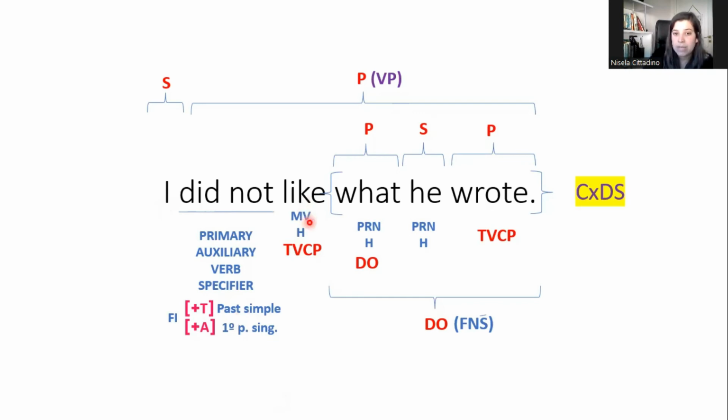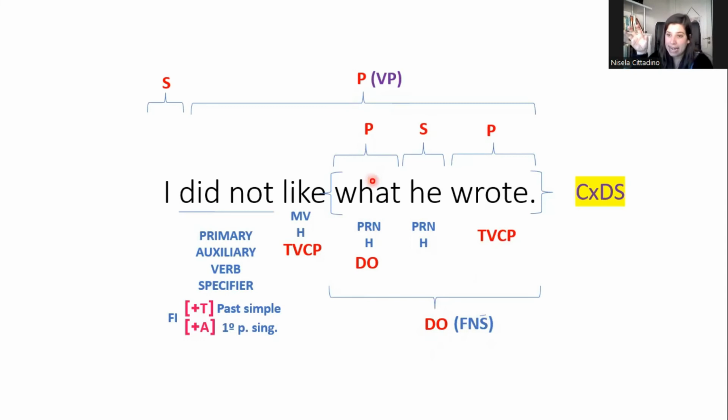It's the head, and it is a transitive verb of complete predication. It is transitive because I cannot say I did not like. You did not like what? What he wrote. What he wrote functions as the direct object. And what he wrote is a finite nominal clause. Okay? Don't forget the dash on top of the S.